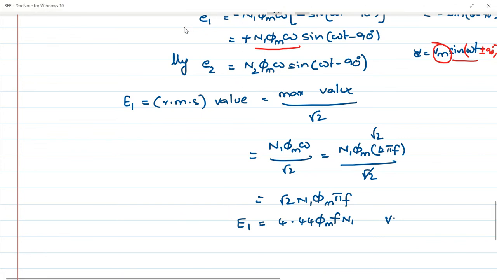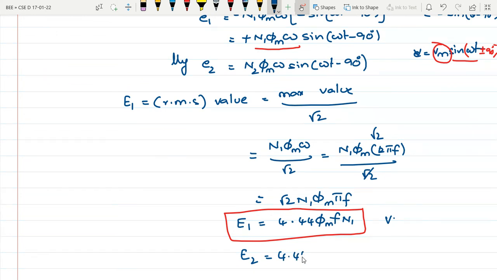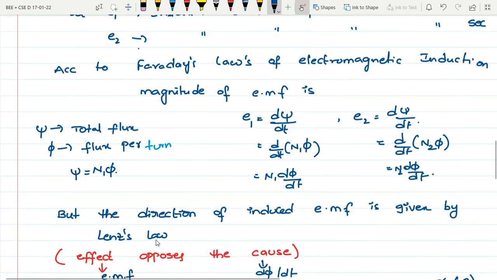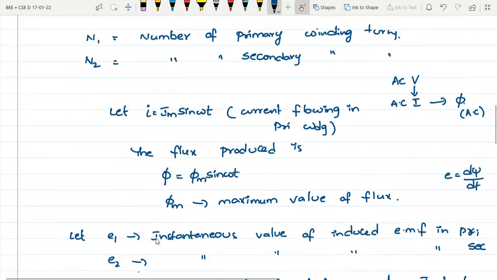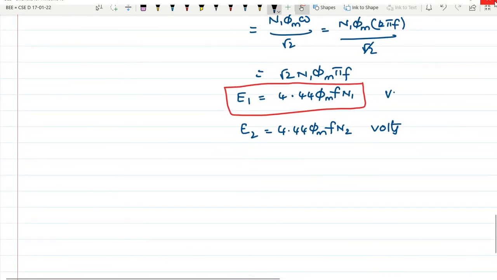So if it is E2, in place of N1 you will get N2. So that is only the difference. So this is the EMF equation of a transformer, E1 is 4.44 phi m f N1, and E2 is equal to same expression, in place of N1 you will get N2 volts. Have you understood the derivation? So go through the derivation today. If you have any doubts, ask me tomorrow.